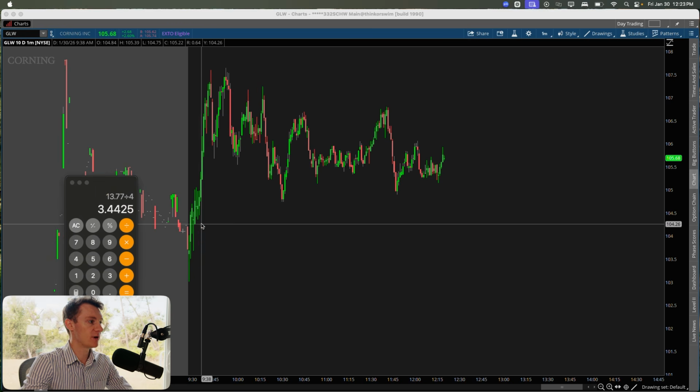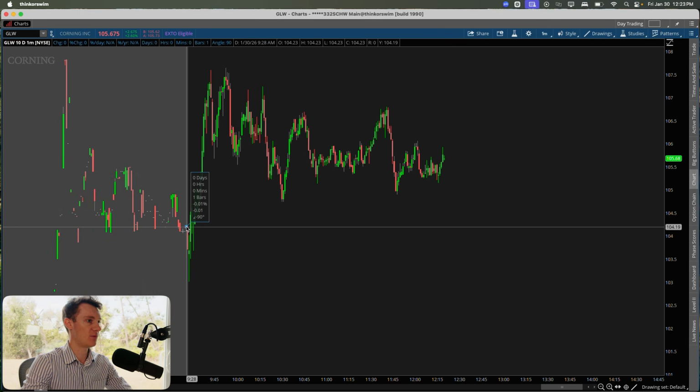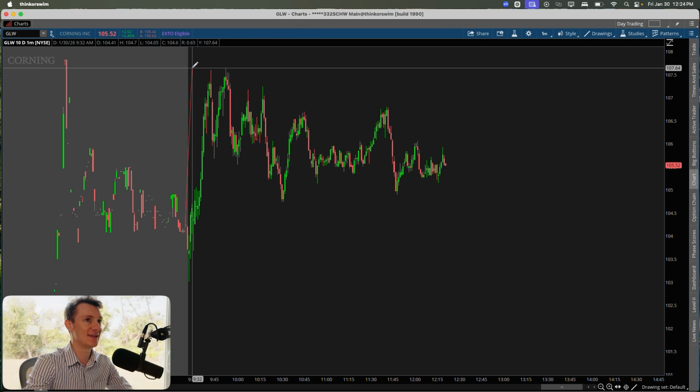So what we're going to do is we're going to take our drawing tool. We're going to go back to where GLW was trading at right before the market opened. So you're going to do this on any stock you're trading. Go right to that exact price right before the market opened. And we're then going to chart up 3.44%, which would exactly line up, if we draw a trend line here at the top, with our high.